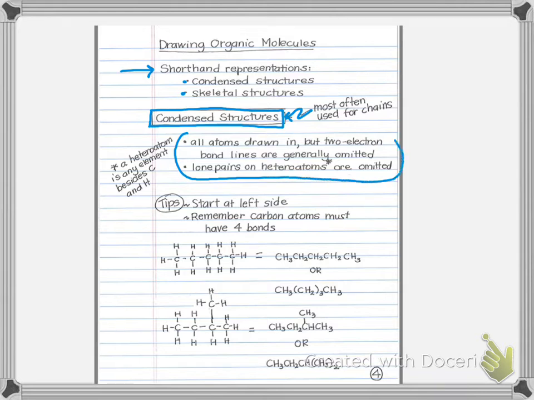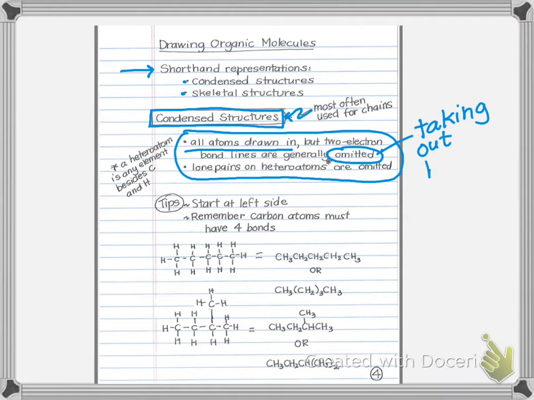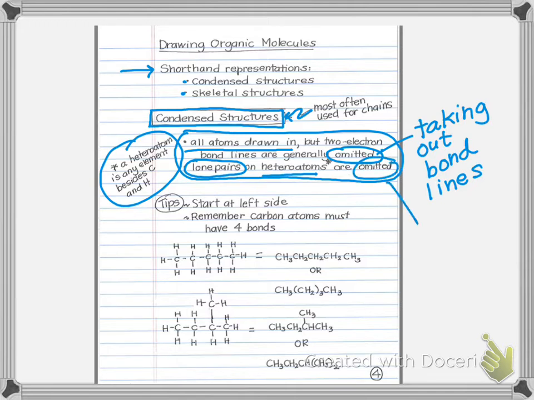All atoms are drawn in. Okay, so we're not taking out any atoms, but 2 electron bond lines are omitted. So we're taking out the bond lines. So we're not going to have all the bonds going up and down and side to side. Now, the other thing we're taking out are lone pairs that are on heteroatoms. And remember, a heteroatom is any element that is not carbon or hydrogen. So we're also taking out lone pairs.